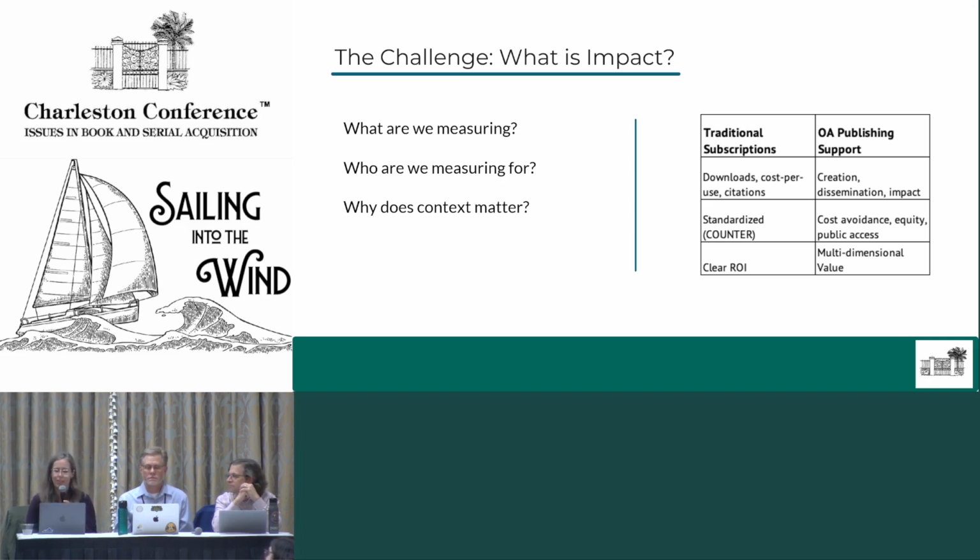How do we demonstrate the value and impact? What do we measure? How do we know if an agreement is working? How do we compare one model to another? And what's the meaningful metric for different stakeholder groups, from state funding agencies to institutional administrators to faculty and librarian staff? The challenge is that impact in OA publishing support is more complex than subscription impact.